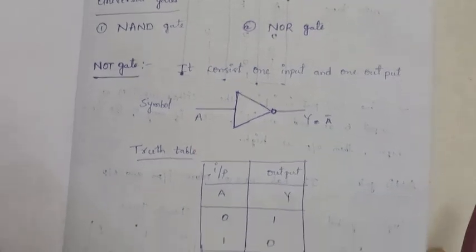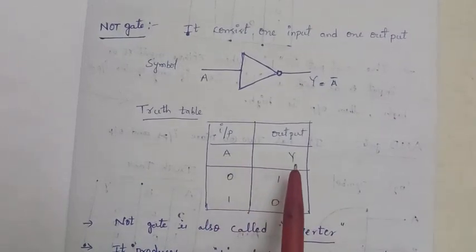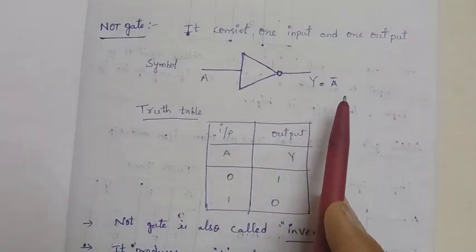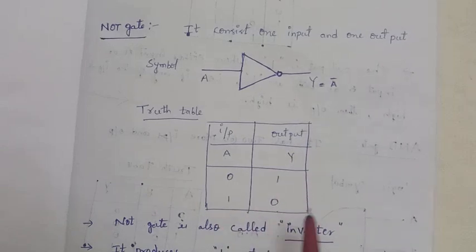So what is the truth table for this? This is the input and this is the output. Y is equal to A bar. If you give the input as 0, we get the output as 1. If you give the input as 1, we get the output as 0. So the NOT gate is also called the inverter.